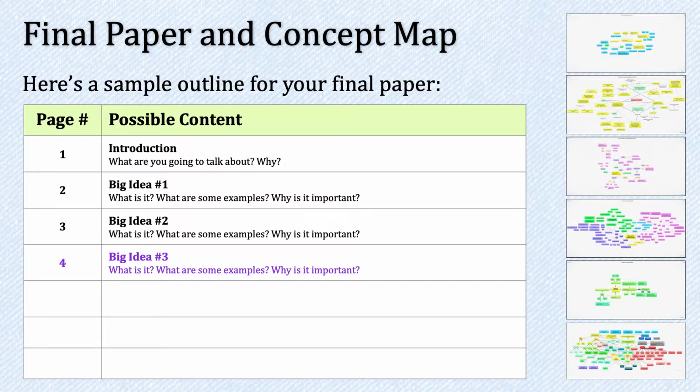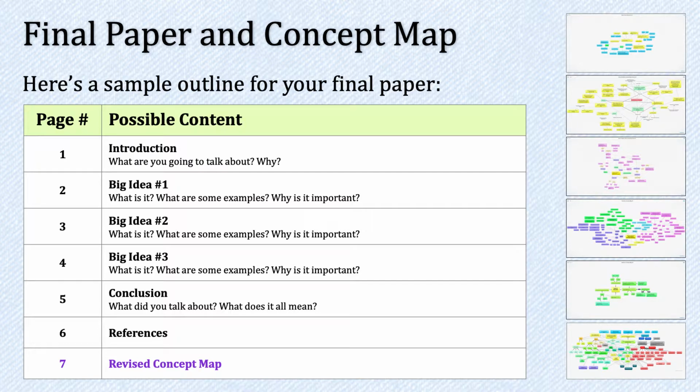Page 4 would be the third big idea. What is it? What are some examples? Why is it important? And then I would end with page 5 as a conclusion. I would summarize what I talked about and what I think it all means. What's the big picture? And then, of course, I would add in a page 6, which would include my references, and then a page 7, which includes my revised concept map. So that's a sample outline that you might consider using to structure your final paper.